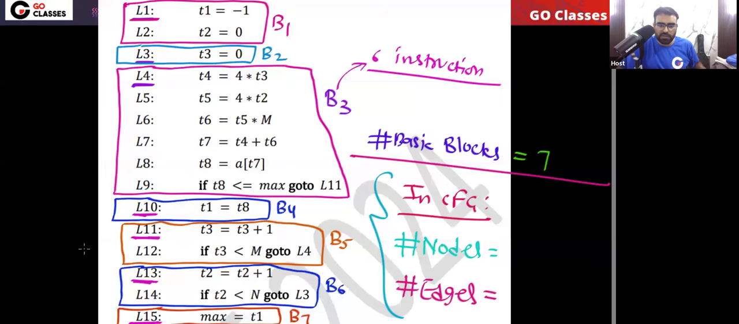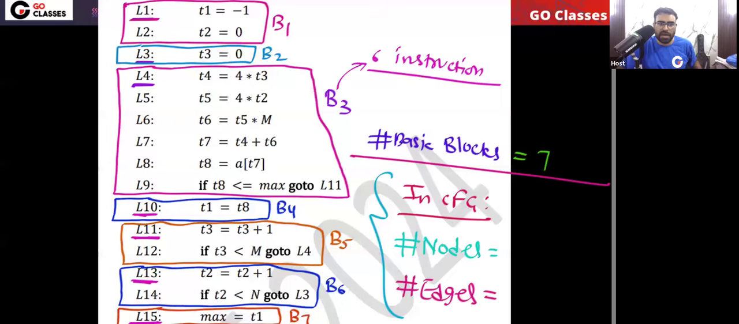Let's make the control flow graph. In the control flow graph, what will be the number of nodes and what will be the number of edges? You already know there will be an entry node and an exit node. These are 2 special nodes in the control flow graph. From the entry node there will be only one outgoing edge, and that will be to the block containing the first instruction.